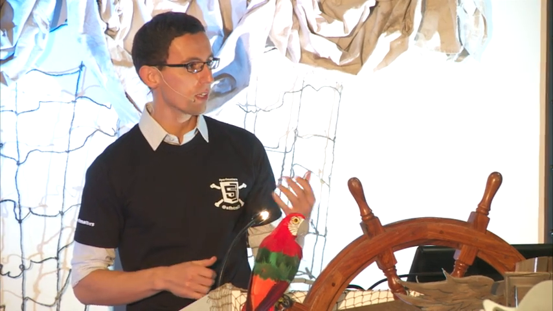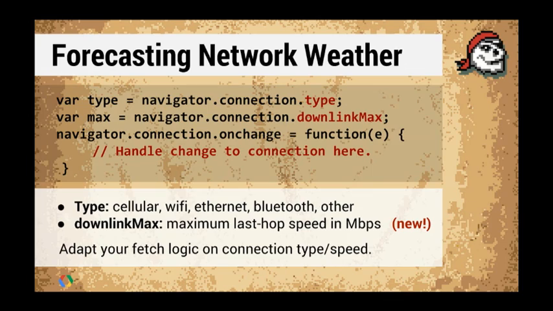Next, we have forecasting network weather. Sometimes it's very useful to know what type of connection a user is currently on. For example, are they on a cellular connection or are they on Wi-Fi? Or, God forbid, maybe they're using Bluetooth tethering or Bluetooth to access the internet. It's also useful to know more detailed data, like how fast is the link they're on? The fact that I told you the user's on cellular is not very useful by itself because there's a lot of variety there, right? There's 2G, there's 3G, there's LTE and LTE Advanced and all these kinds of things.